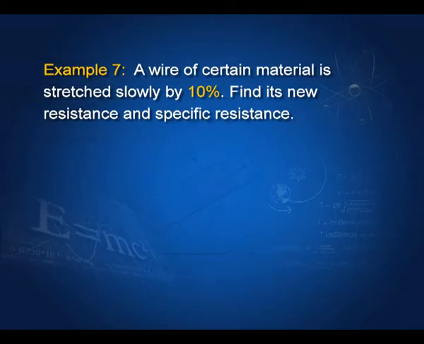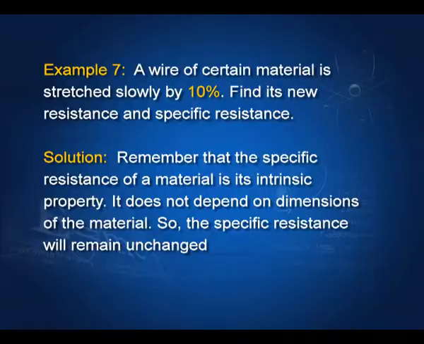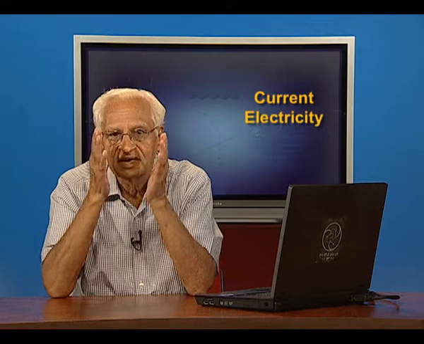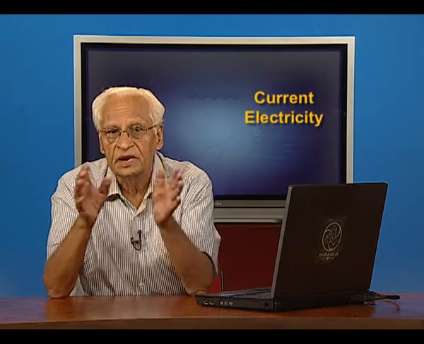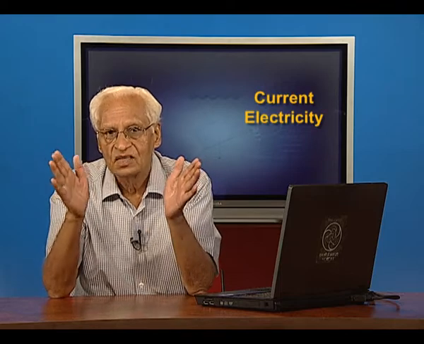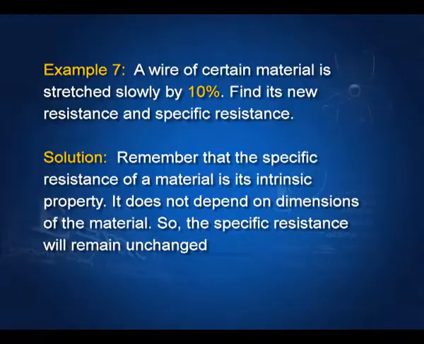Now, here the examiner is trying to confuse you. Specific resistance does not change. I told you in the last lecture that specific resistance is the property of the material, does not depend upon length or area of cross section. So, that does not change. So, one part is over. The second is the new resistance.